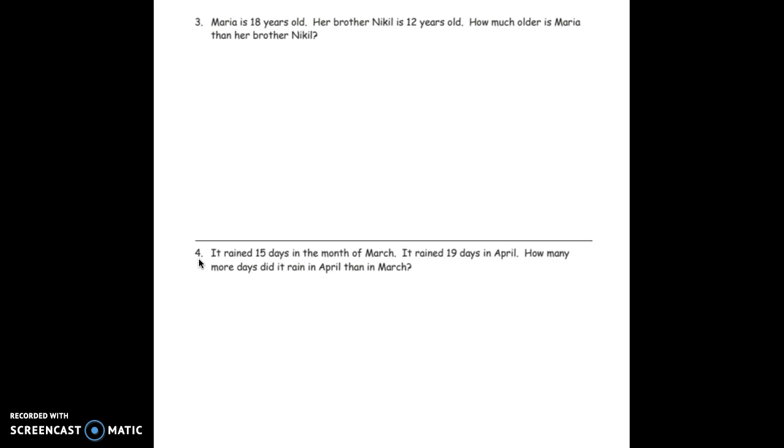Draw a tape diagram or double tape diagram labeled to help you solve this problem. Don't forget to write your number sentence and a statement to match the story.